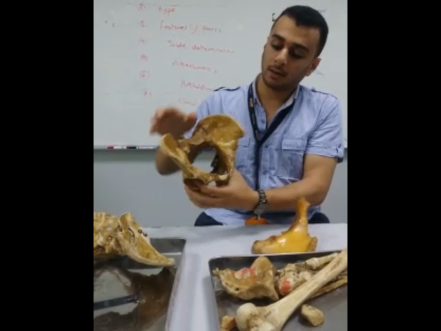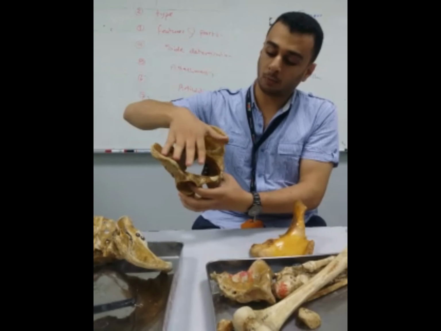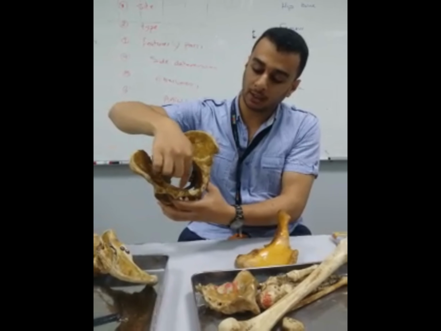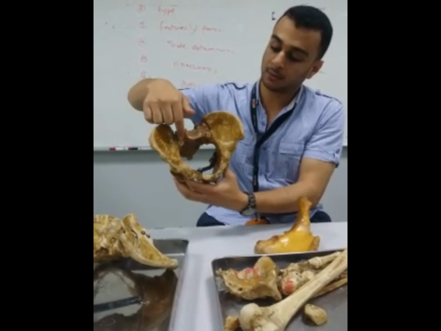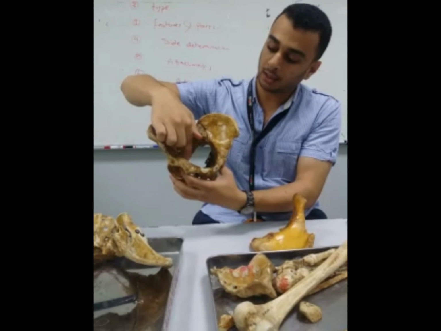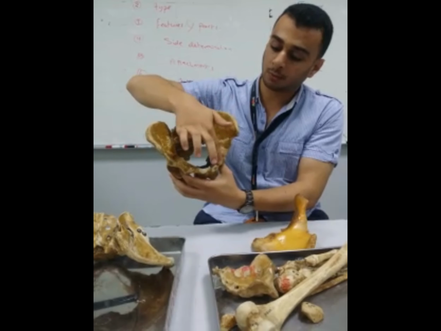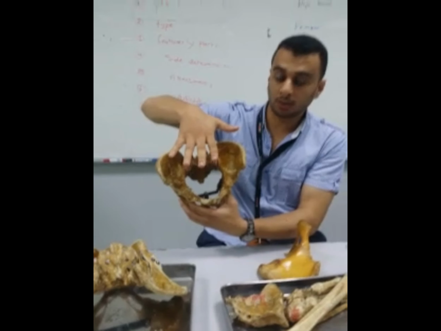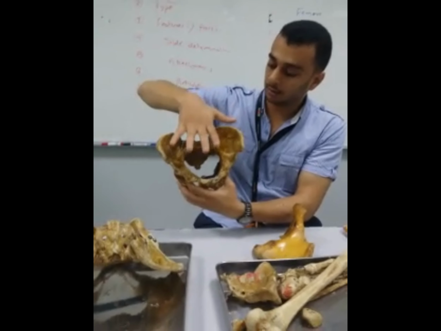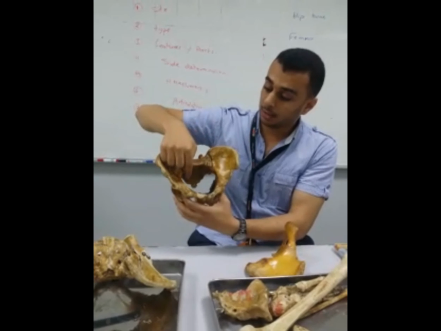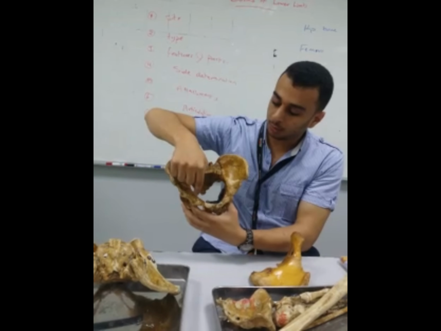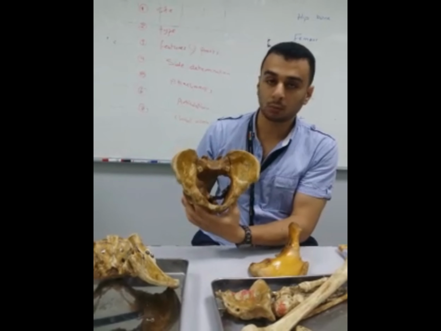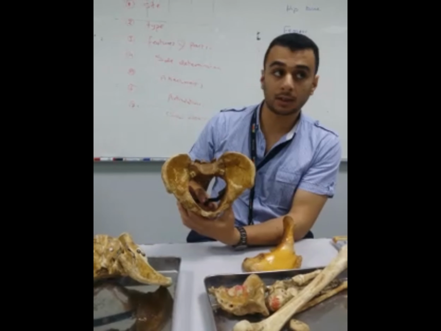You can see here there are two cavities. The pelvic inlet is formed by the upper border of the symphysis, the iliopectineal line, and the upper border of the sacrum. Above it we have the greater pelvic cavity, or false cavity, and below this line we have the true pelvic cavity, or lesser pelvic cavity.